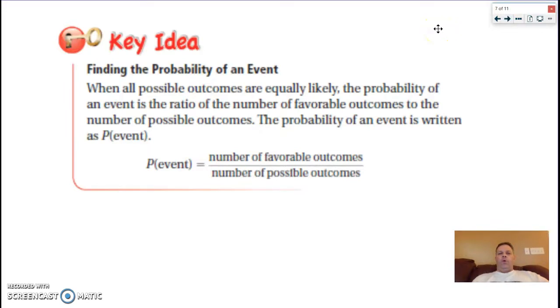We are now going to work on finding the probability of an event. When all possible outcomes are equally likely, the probability of an event is a ratio of the number of favorable outcomes to the number of possible outcomes. The probability of the event is written as the number of favorable outcomes divided by the number of possible outcomes.